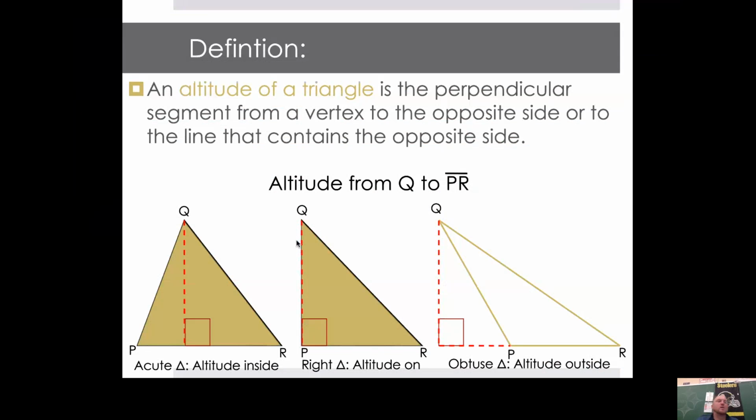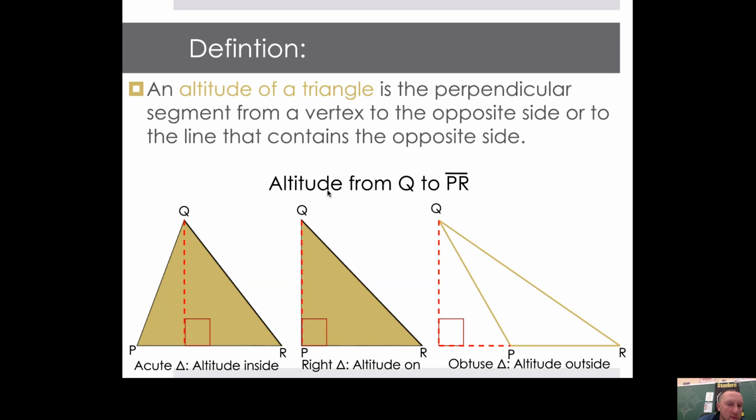This is part 2 of our lesson 5.4. We're going to look at altitudes of a triangle. An altitude is the perpendicular segment from a vertex to the opposite side or to the line that contains the opposite side. So here's a good example of an altitude.